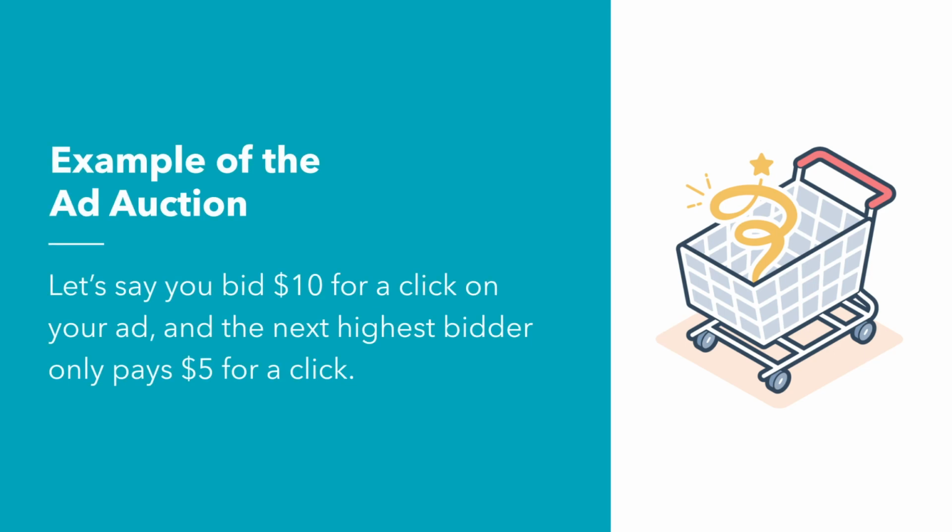Think of it like an auction. The highest bidder wins. Let's say that you bid $10 for a click on your ad, and the next highest bidder only pays $5 for a click. Each ad network will only make you pay the lowest amount possible to win the bid. In this example, you might be willing to pay $10, but in reality, you'll only have to pay $5.01 to win the bid. Winning this auction, in addition to the overall quality of your ads, will determine how your ads are displayed on the different ad networks.